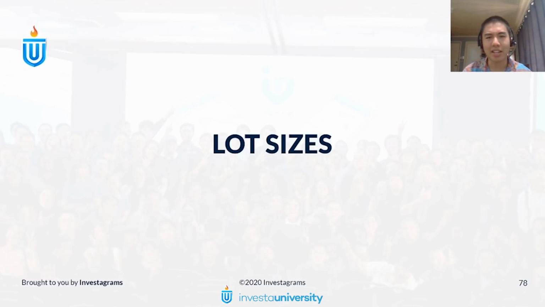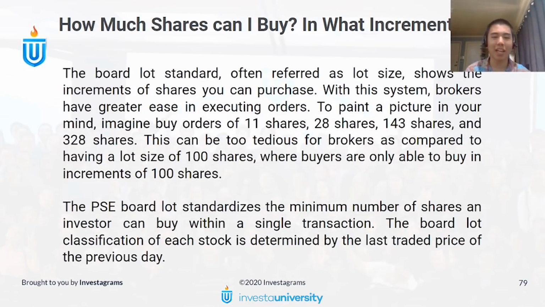Now, let's talk about lot sizes. Ito, medyo mahaba yung explanation, no? But basically, it tells you how many shares you can buy and at what increments. Kasi hindi pwede yung bibili ka ng shares na, I want to buy Jollibee shares, I want to buy 9 shares, or 28 shares, or 58 shares, 51 shares, 143 shares. Mahirap kasi yun eh. Masyadong tedious yun. So, talagang merong lot size na rule, no?